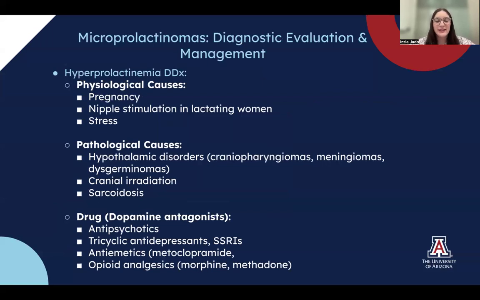So for the differential, we could group this into physiological causes. Pregnancy can lead to a state of hyperprolactinemia, as can nipple stimulation in lactating women, or stress. And then pathologically, we could have various hypothalamic disorders, if they've ever had radiation to their head, and sarcoidosis.